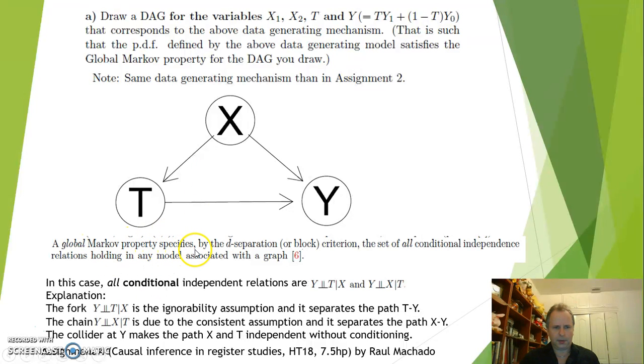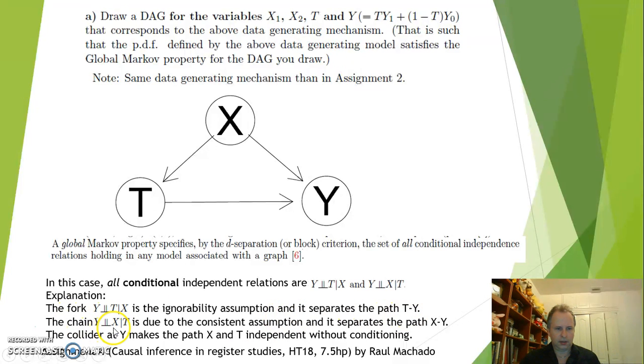property, specified by the d-separation criterion: the set of all conditional independence relations holding for any model associated with the graph. In this case, all the conditional independence relations are T, Y independent of T given X, and Y independent of X given T. The fork gives you this, and it's an ignorability assumption, and it separates the path T to Y.